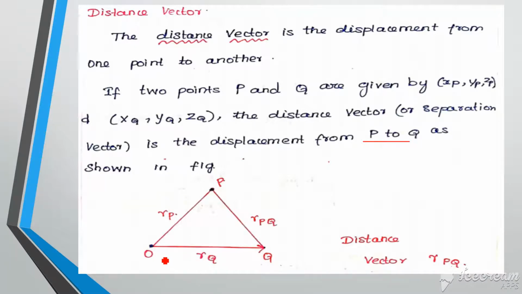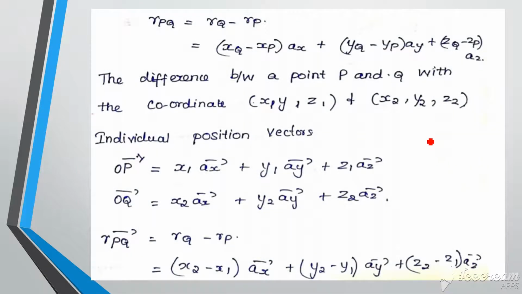So first, since the points are already given, we can easily find the position vectors rp and rq. From rp and rq we can find rpq. rpq is nothing but rq minus rp. In the next slide we explain rpq is equal to rq minus rp. Subtraction of these two vectors means subtraction with respect to each coordinate: with respect to x, with respect to y, and with respect to z. Similarly, one more example is given. Instead of p and q, here the points x1, y1, z1 and x2, y2, z2 are given.